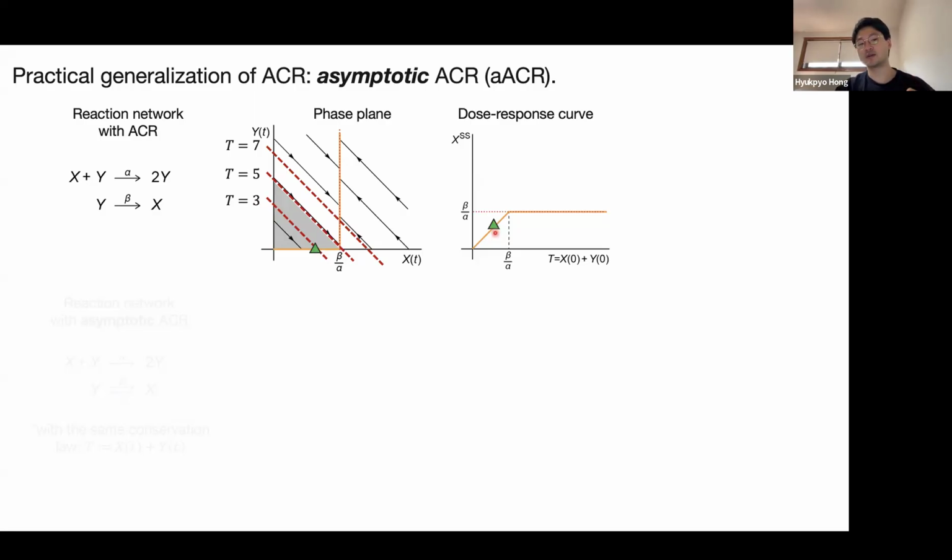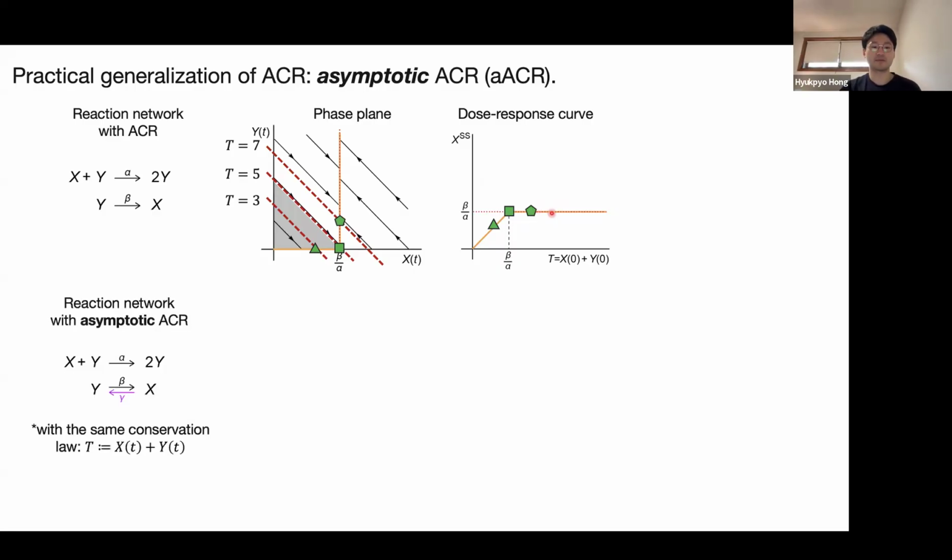And then when we increase the level of conserved quantity, we get this green square, and this green square will be placed on this curve, this corner. And then when we increase the level of conserved quantity further, it now moves vertically. So although we increase the level of conserved quantity, the steady state of x does not increase. It remains perfectly the same. That's why we have the stiff corner there, and the level of x steady state will remain constant. That's how we get this flat dose response curve from the phase plane.